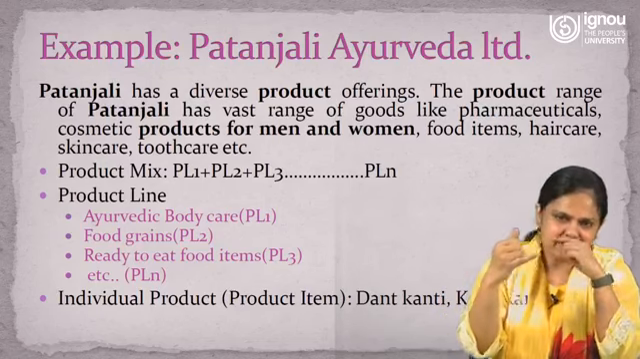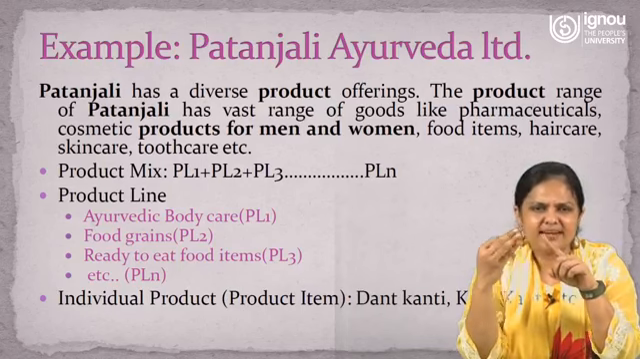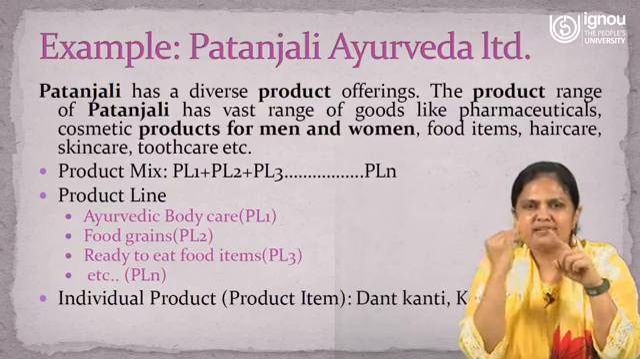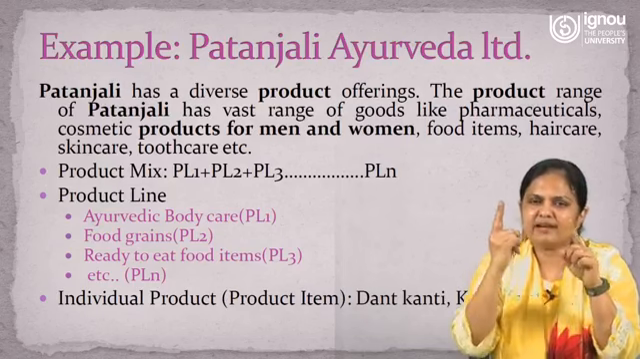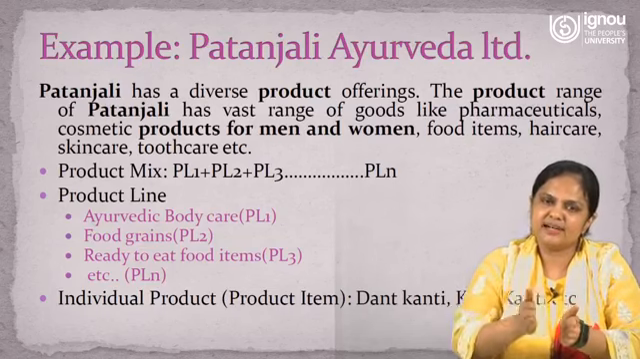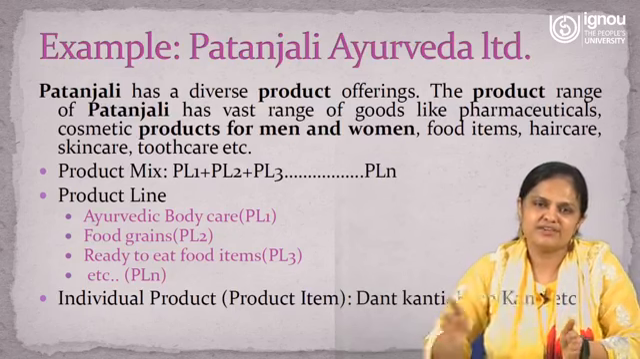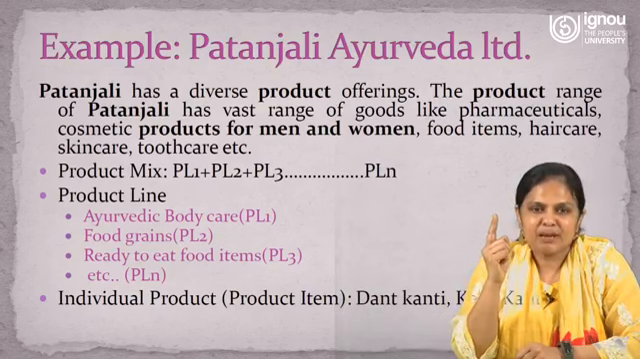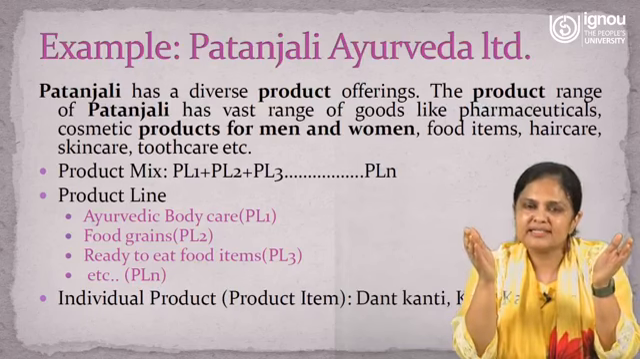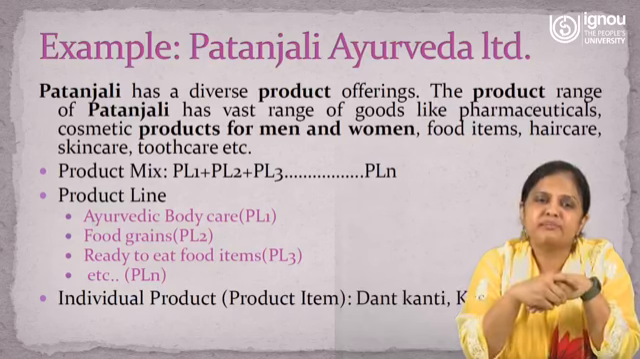If I take pharmaceuticals, cosmetic products, food items, hair care and all as separate product lines, then pharmaceutical is one product line. Under this product line, they may be offering certain other variants. They may be offering different medicines, right? So that becomes a product line. But when we talk of all the product lines, or all the products in the different product lines, it will become the product mix.